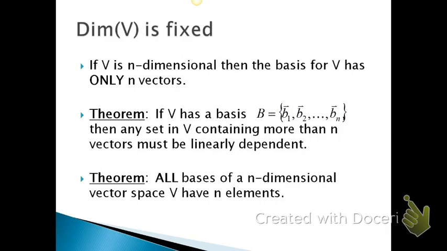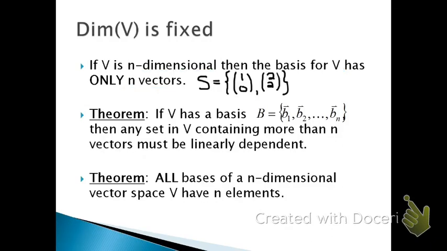One thing that's nice to know is if you have an n-dimensional vector space, let's call it V, then any basis for that vector space has only n vectors. It won't have any more or any less. So let's look at the following theorem. It says if V has a basis B with b1 to bn as its elements, then any set in V containing more than n vectors must be a linearly dependent set.